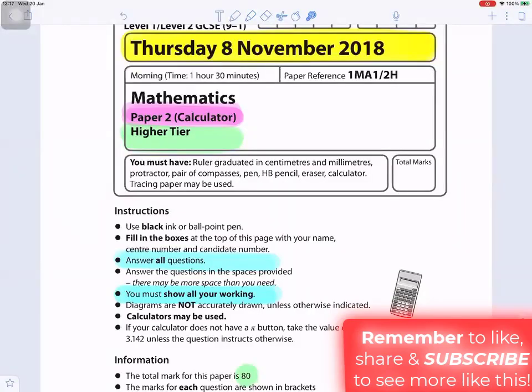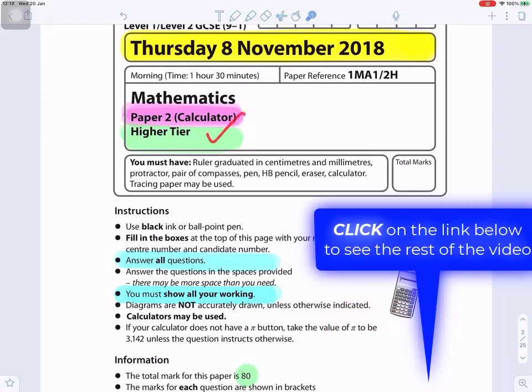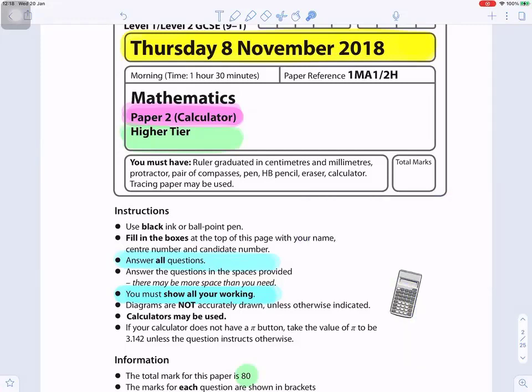Thursday, 8 November 2018. Mathematics Paper 2, Higher Tier. Answer all questions. You must show all your working. Total mark for this paper is 80.